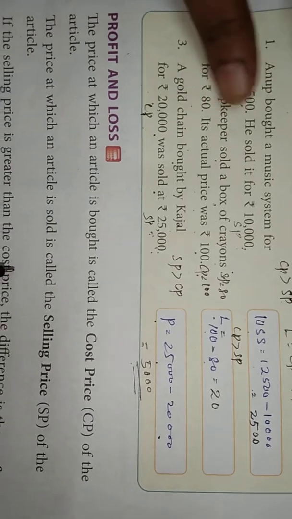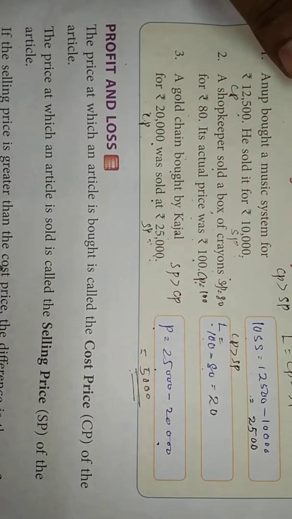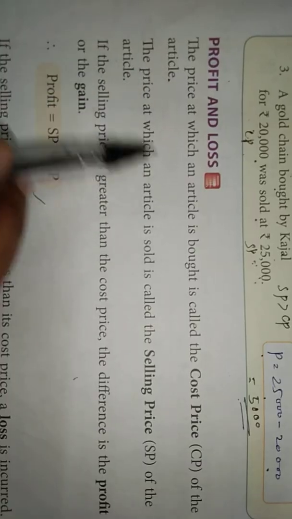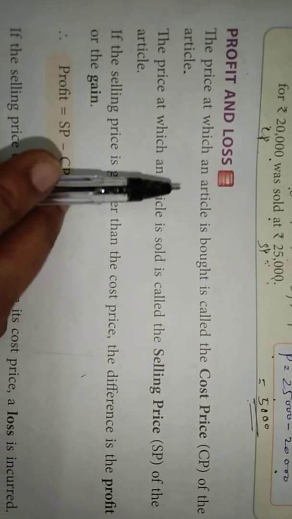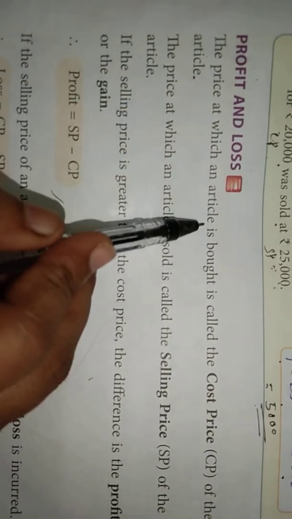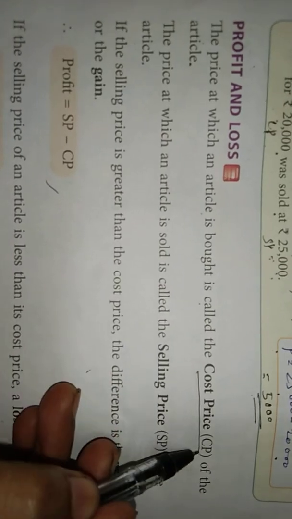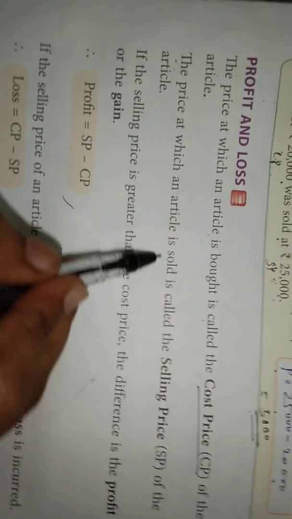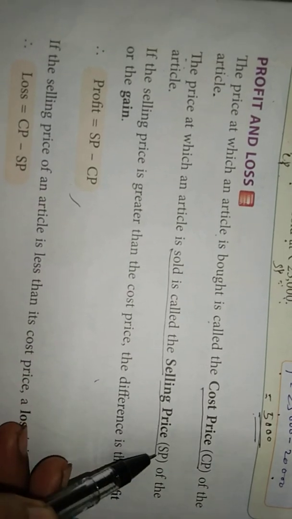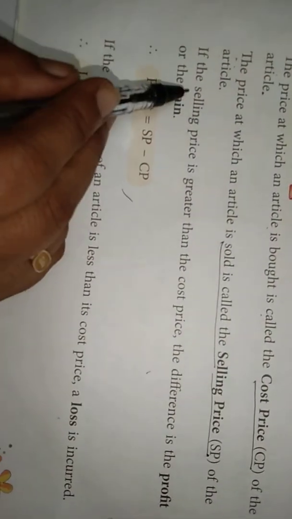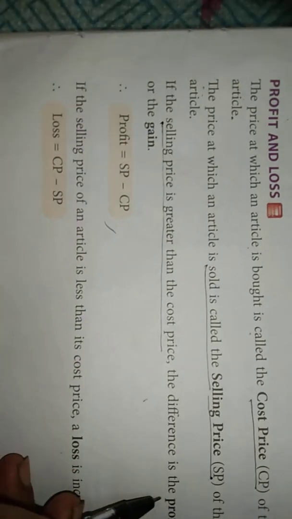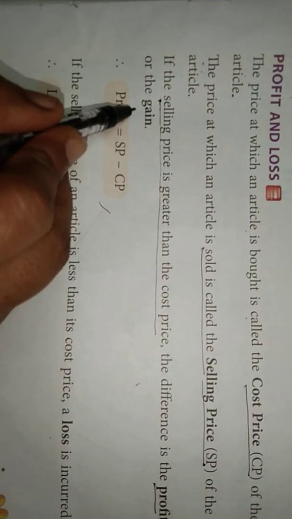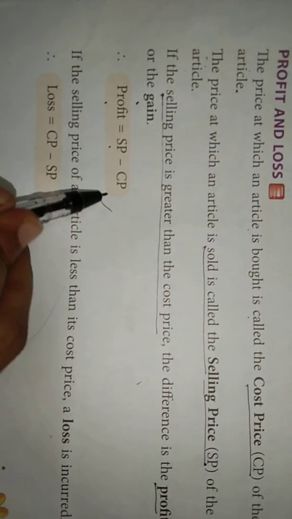Just like that, we can find profit and loss from the given data. Here, in the underlined terms of profit and loss, the price at which an article is bought is called cost price. In short, we say it as CP. The price at which the article is sold is called selling price, that is SP. From this, if SP is greater than CP, the difference is profit or gain, so profit equals SP minus CP.